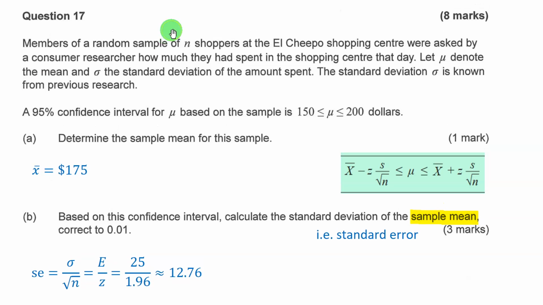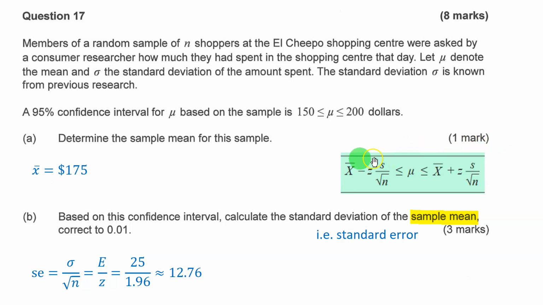Question 17. So we're on to the sampling distribution type of question. What's going on here? We've taken a random sample size n. We know that the population mean is mu, the standard deviation sigma. The standard deviation is already known. A 95% confidence interval for the mean based on the sample of size n is $150 to $200. Determine the sample mean for the first mark.